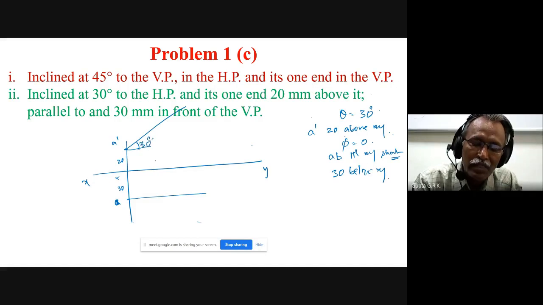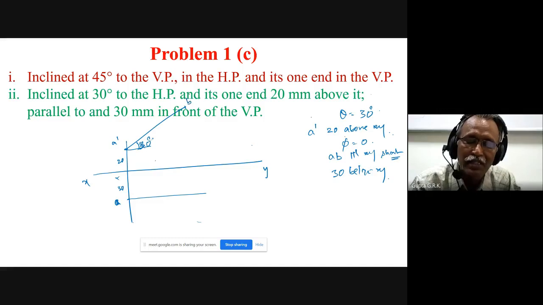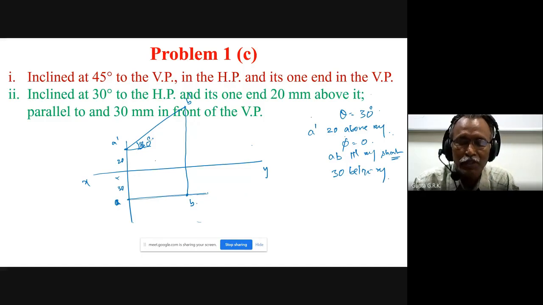And what is the true length? 75 mm. So you can get B dash here. So where will be B? Straight down. Draw the projector. Wherever it meets this will be B, because AB should be parallel to XY.